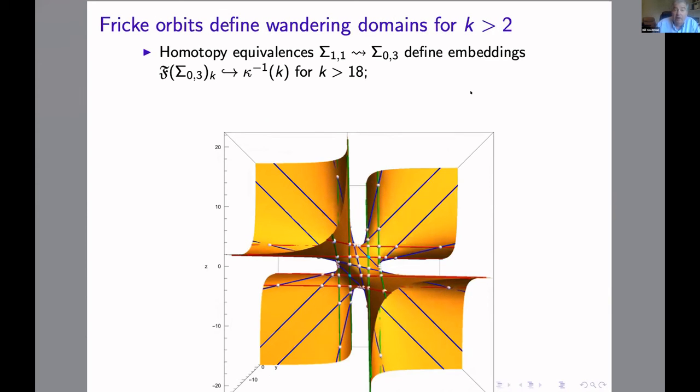When the parameter is greater than 2, and this is the example that I'll end with, in that case, you get an ergodic action whenever the parameter k is less than 18.